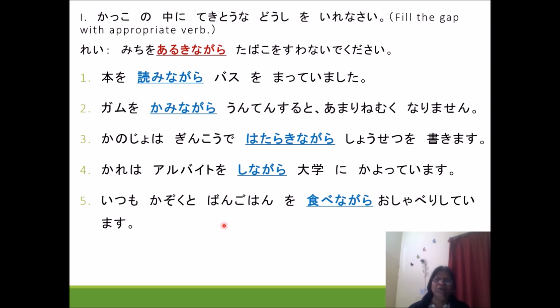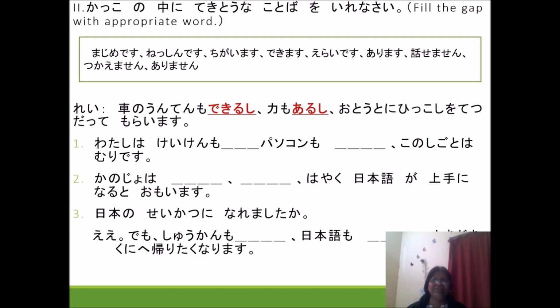Okay, hope all of you did it correctly. Next, again some exercise. Kakko no naka ni tekitou na kotoba o irenasai. Fill the gap with appropriate word. Here I have given one example sentence. Rest of the things, ichiban kara sanban made jibun de yatte kudasai.